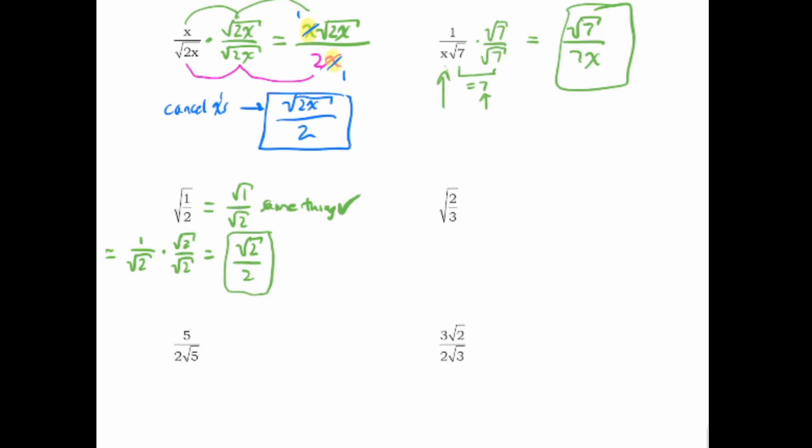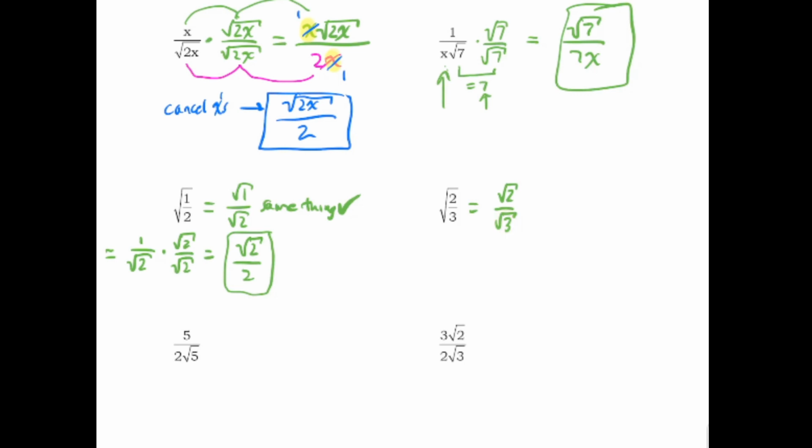Here's another one like that. So this root 2/3 thing. Again, it's a fraction inside the radical. So really you want to think of it this way. That it's the same as having a root 2 on top of a root 3. So it ain't done because we've got this radical in the denominator.